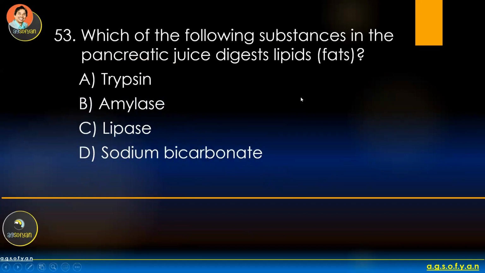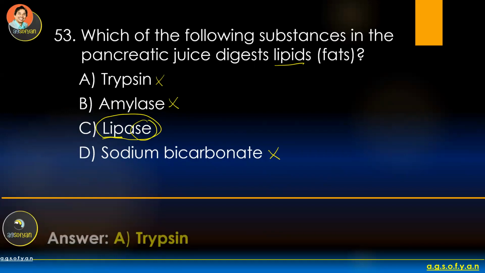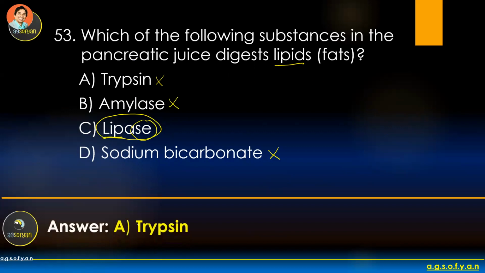Which of the following substances in the pancreatic juice digest lipids or fats? Okay, so trypsin, this is for protein. Amylase, this is for carbohydrates. Sodium bicarbonate, this is antacid, not for digestion. So lipids are digested by lipase. The "ase" over here means enzyme, and this lipase is for lipids. So it is a lipid digesting enzyme. Okay, so the answer should be lipase.